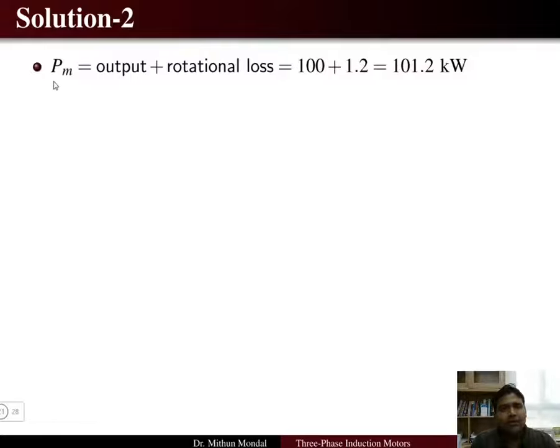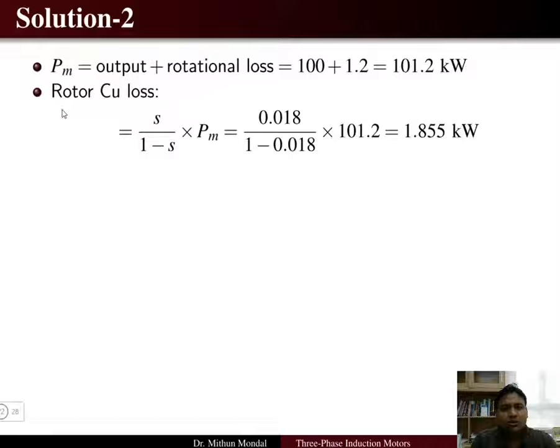First, the gross mechanical power PM is basically the total output power plus the rotational losses. We have been given the output power as 100 kilowatt and the rotational losses as 1.2 kilowatt. So we get the total mechanical power as 101.2 kilowatt. The rotor copper loss formula in terms of the slip is slip s/(1 minus s) into PM.